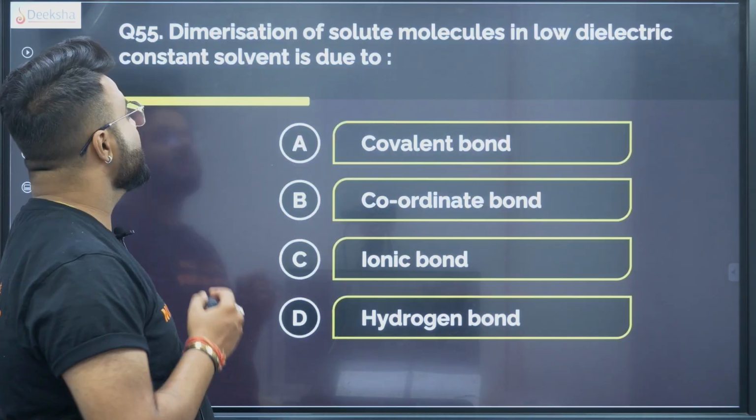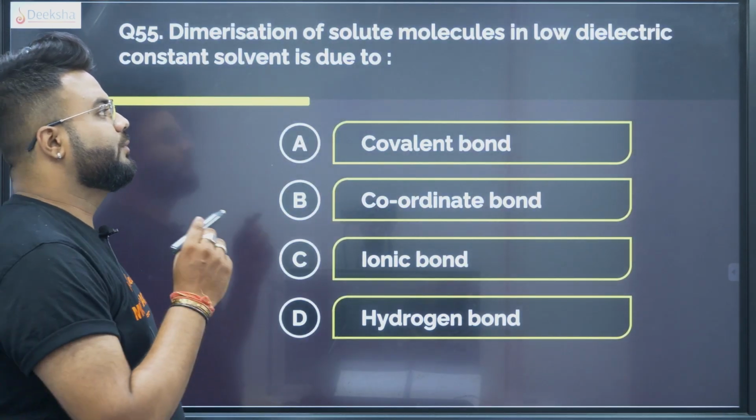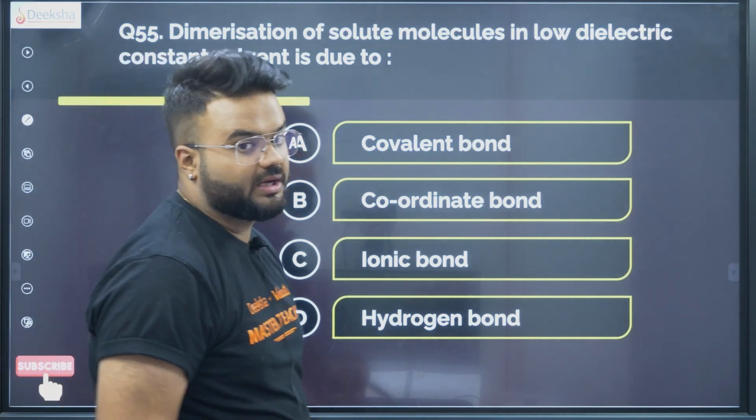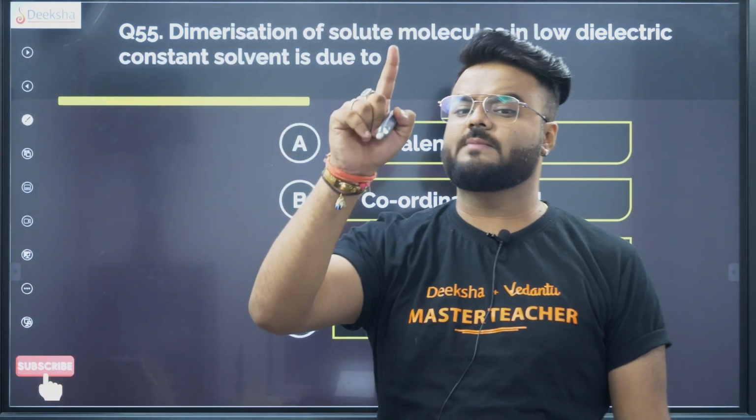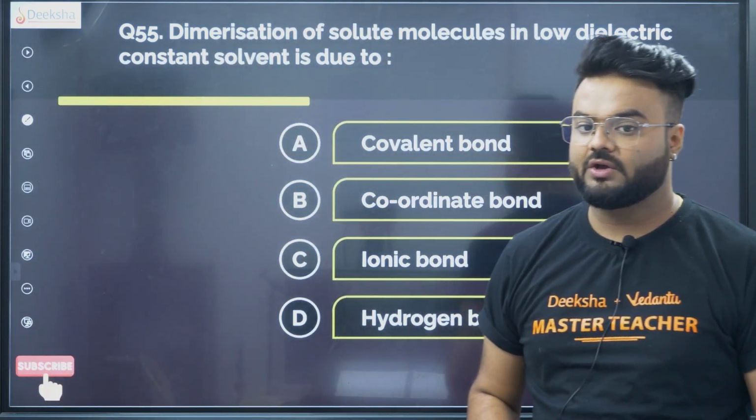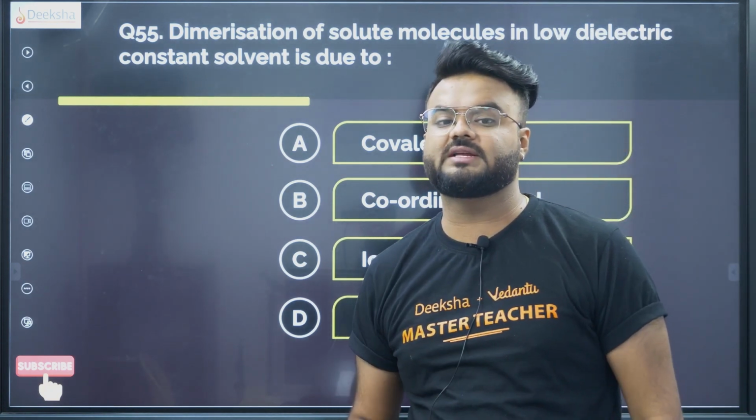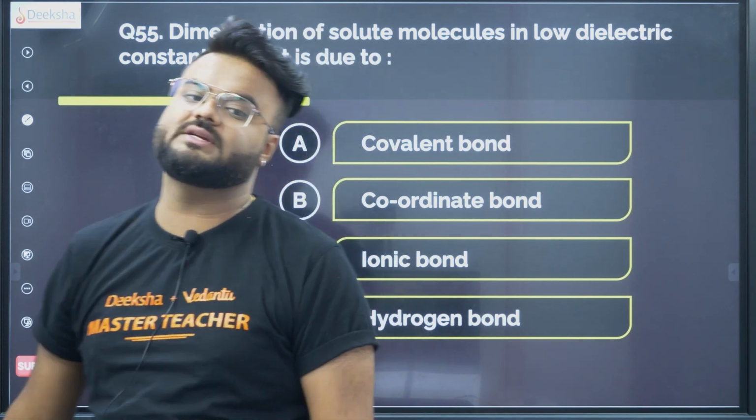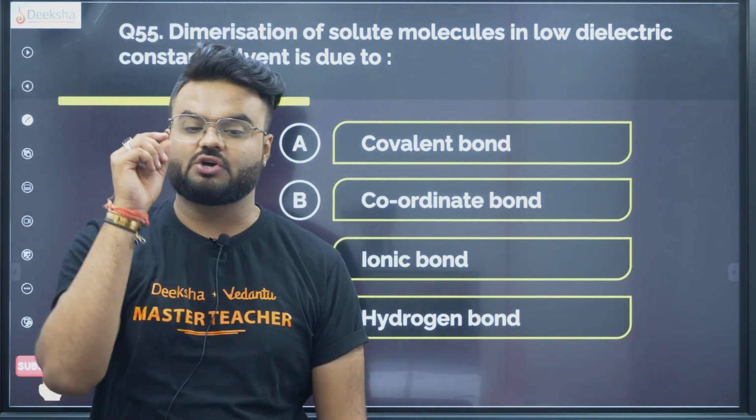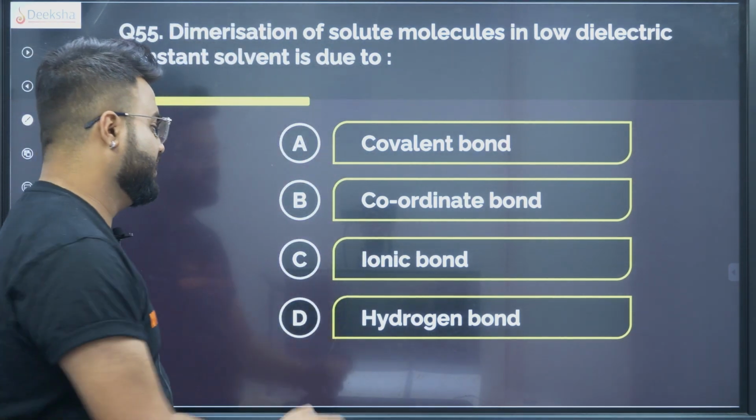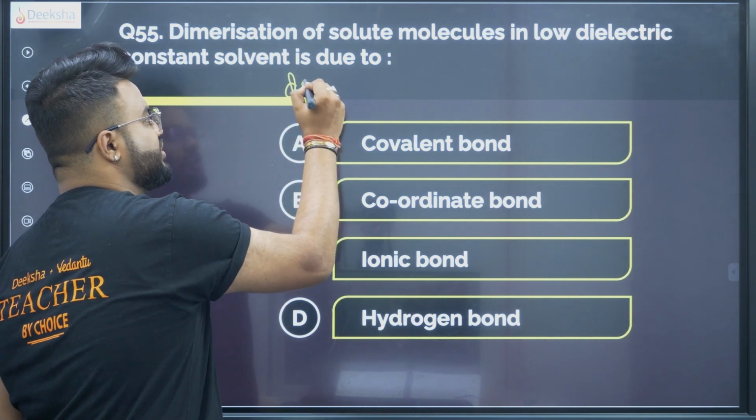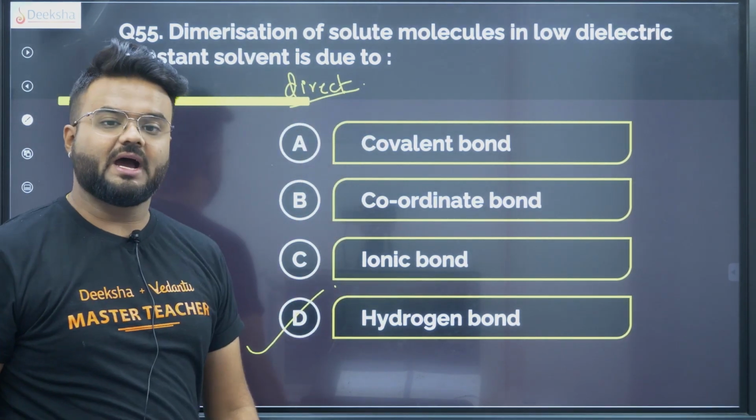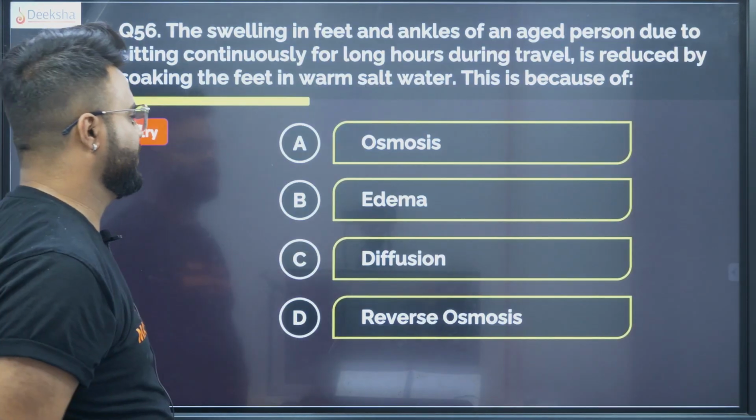Dimerization of solute molecules in a low dielectric constant solvent is due to, guys, dimerization only comes with one bond. Which kind of bond? We have already studied in chemical bonding that dimerization of solute molecules in a low dielectric constant solvent is always due to hydrogen bonding. This is a direct and very easy question. Therefore, option D, hydrogen bonding.